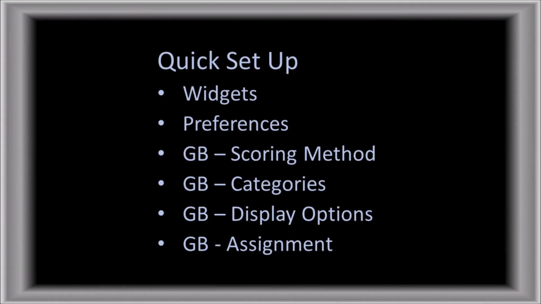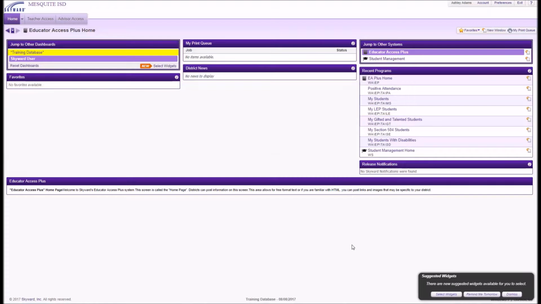This is a quick setup for Skyward's Gradebook. We're going to very quickly cover widgets, preferences, gradebook items, scoring method, categories, display options, and enter an assignment. This is intended to be quick, get you up and running. If you want more detail, we'll make some videos later, in particular about scoring method, categories, those types of things.